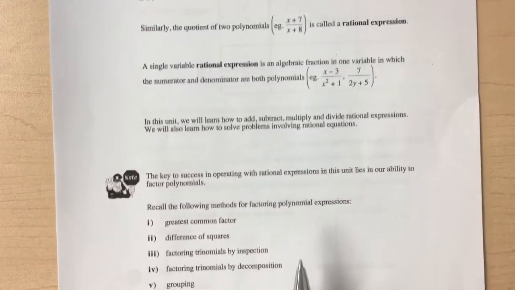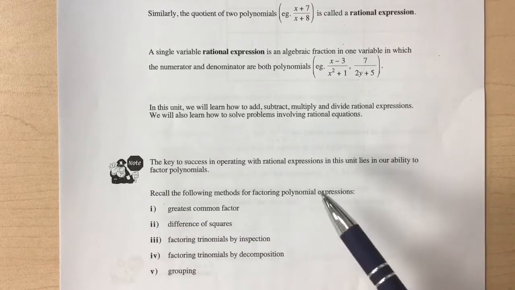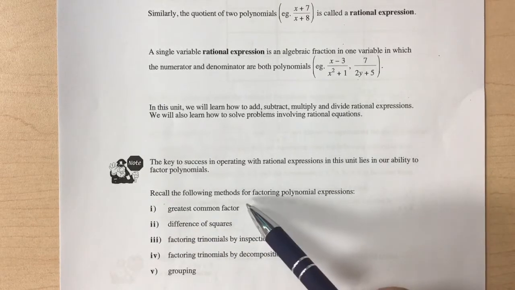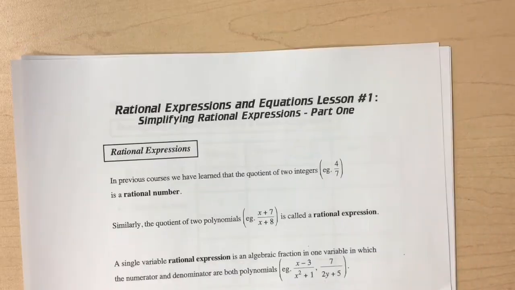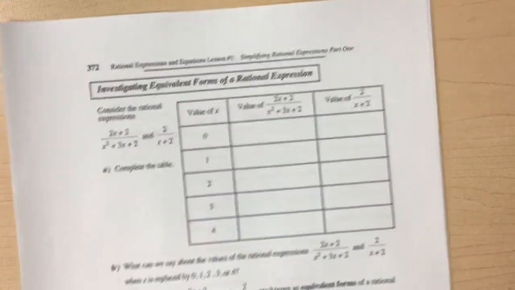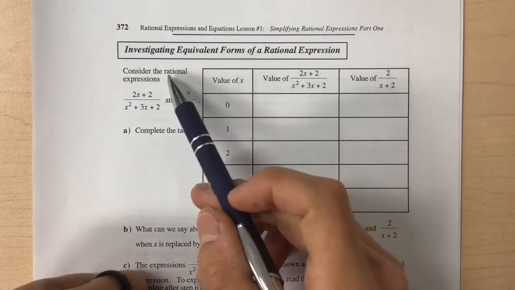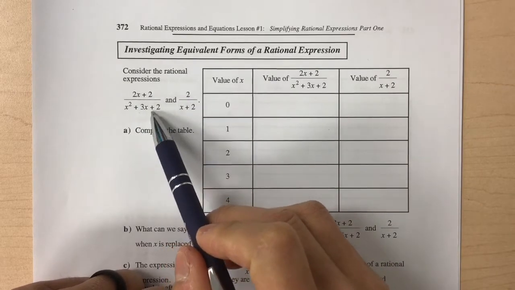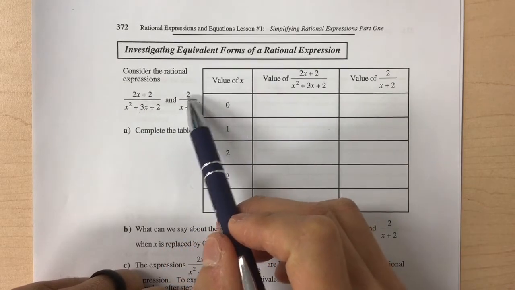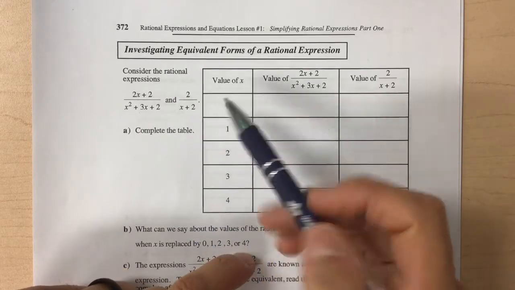Some things that will be helpful in this unit is recalling the different methods of factoring polynomial expressions as outlined here. So let's begin by looking at this investigation. If we consider the rational expressions 2x plus 2 divided by x squared plus 3x plus 2 and 2 divided by x plus 2, we want to complete the table for each value of x.